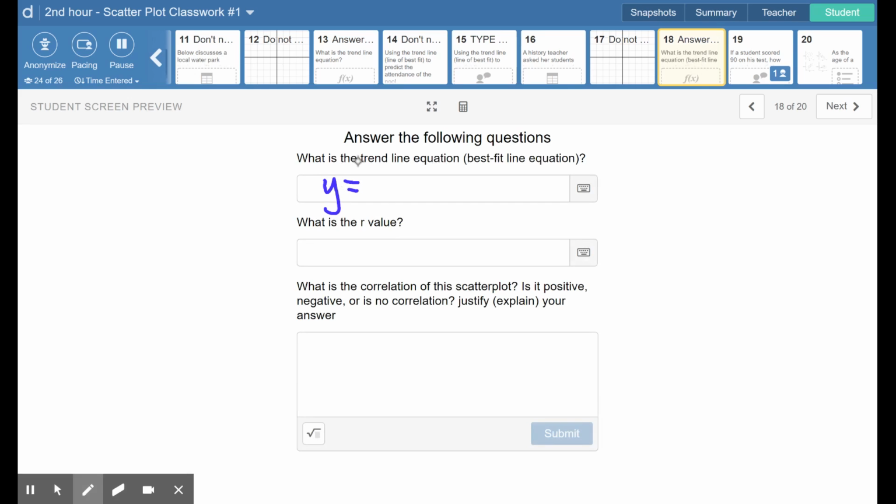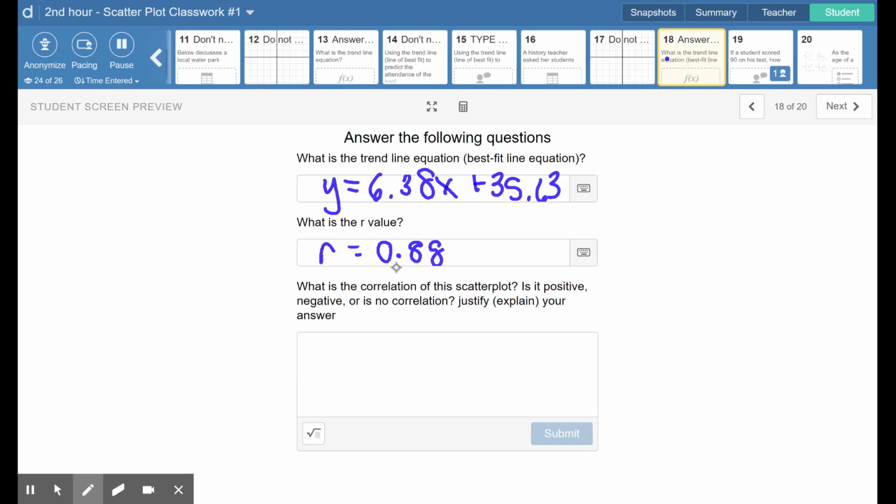So when I switched screens, it erased. But my trend line, we said, was y equals 6.38x plus 35.63, and then the R value was 0.88. Now what is the correlation?